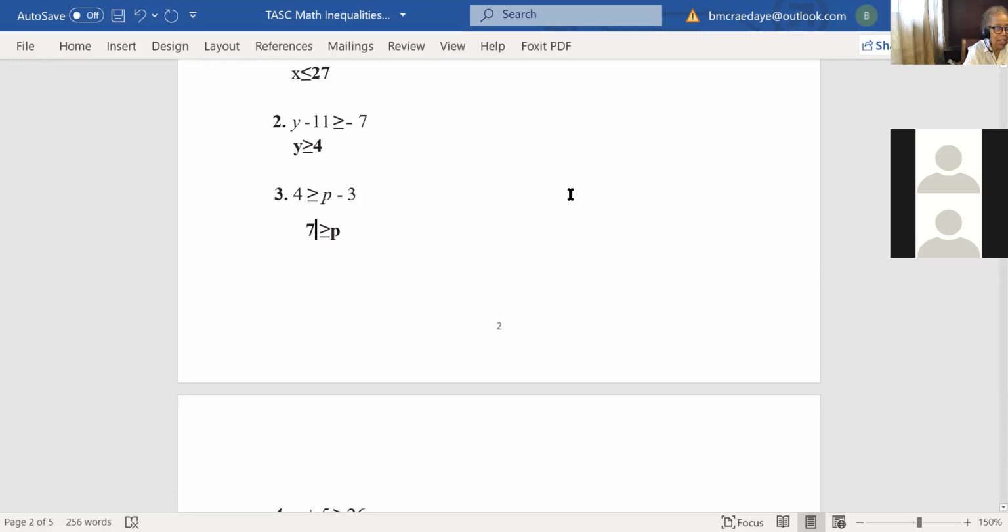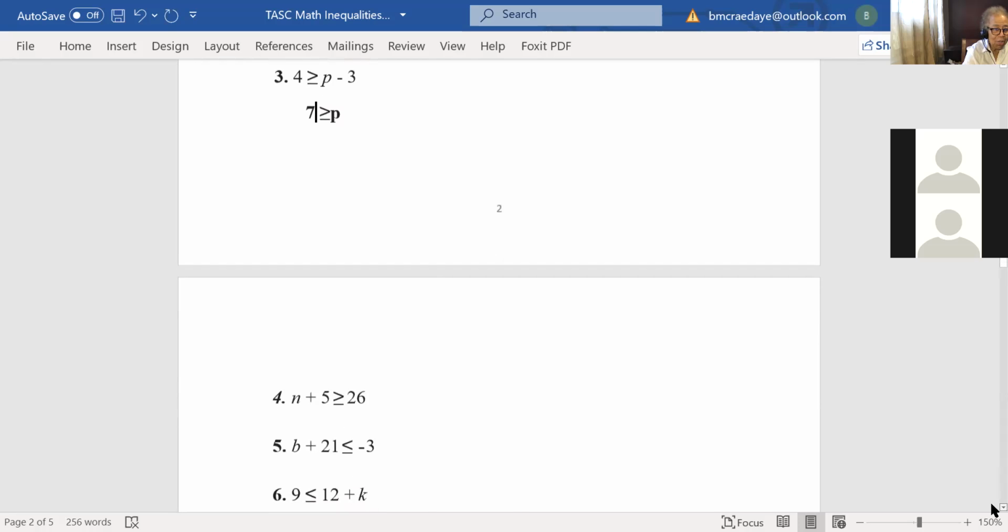Always check it. Remember, I say the opposite. This is a subtraction. That means if 3 is subtracted, you want to add 3. But to keep your inequality in balance, just like you do with an equation, you add the 3 to both sides, and 3 plus 4 is 7. Got it? Okay. All right, Maureen.